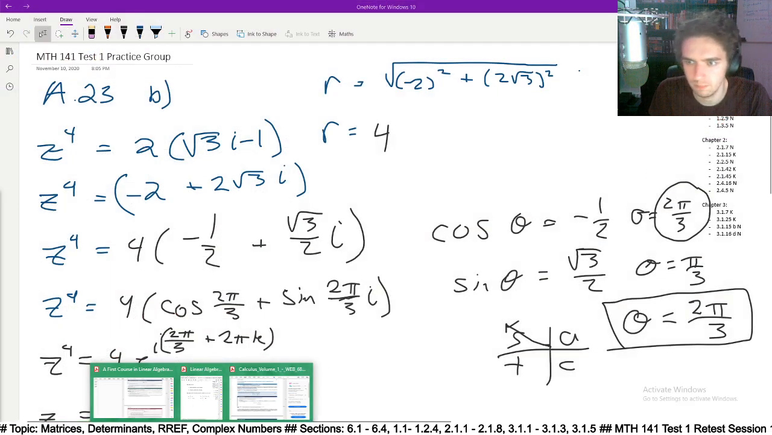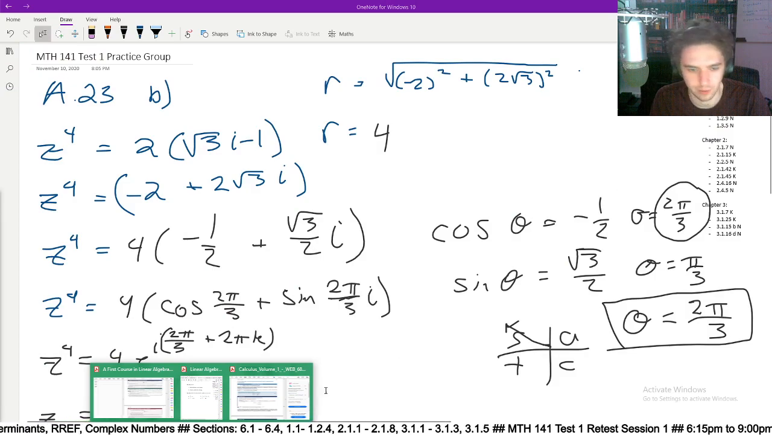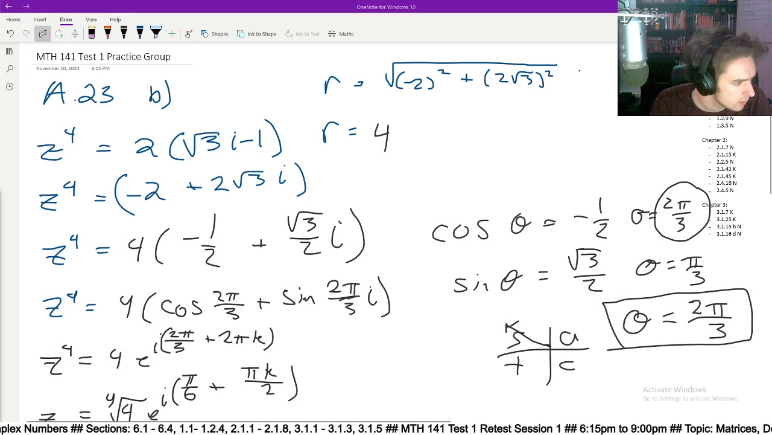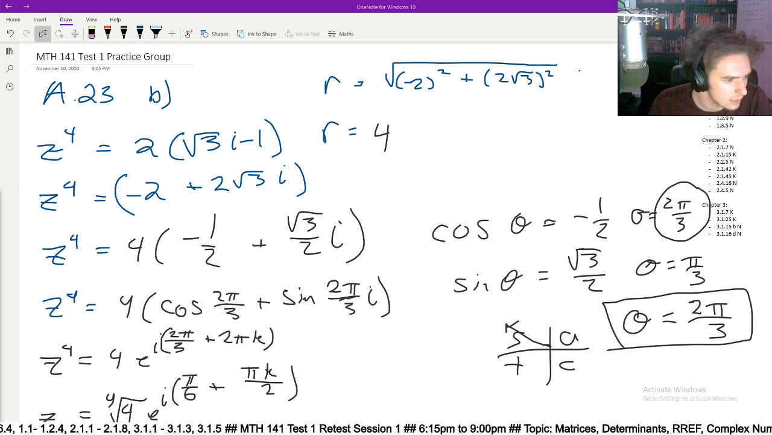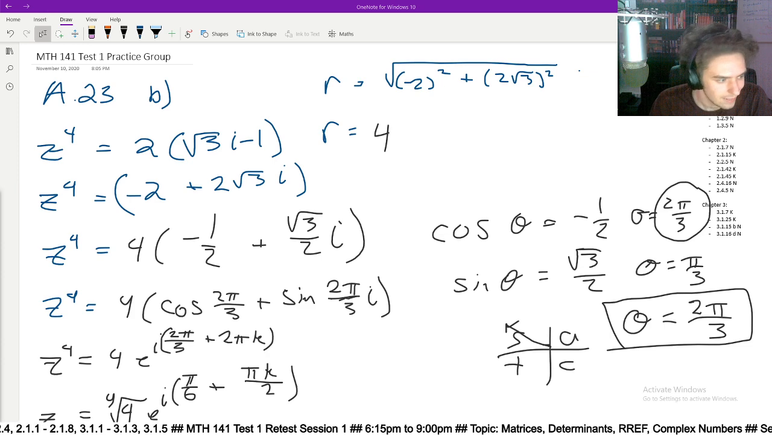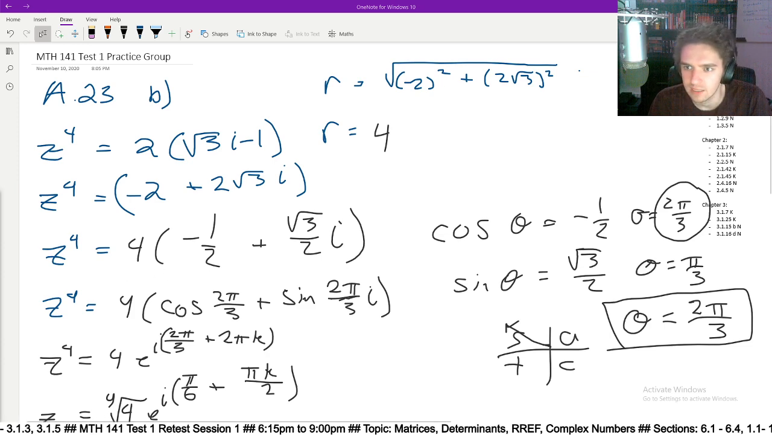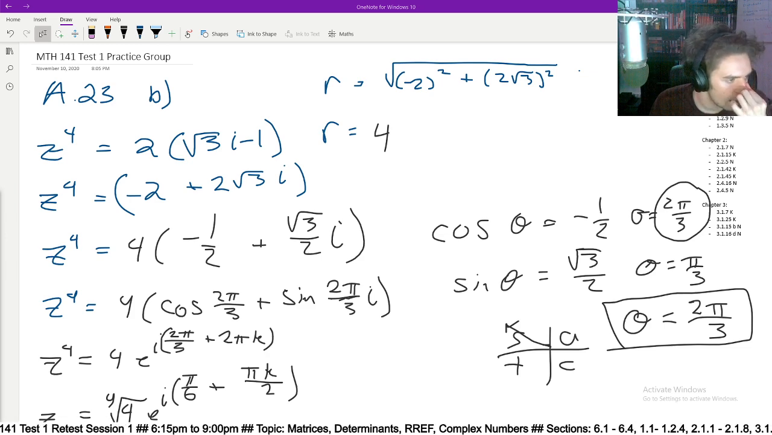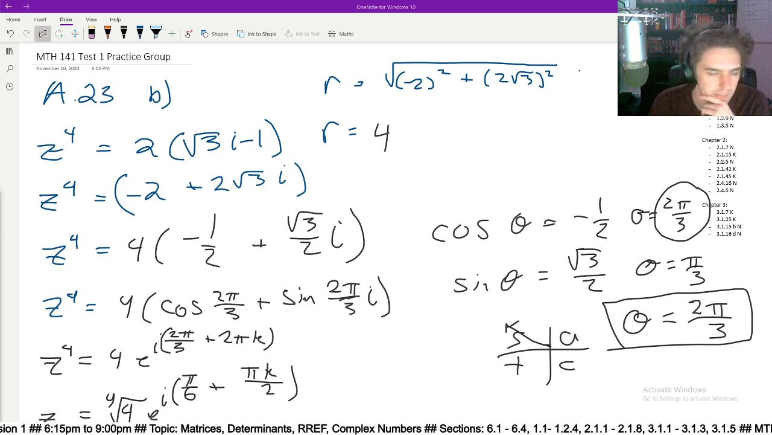So, I won't do D. I'm just going to look at what's 6.3.5 in Kuttler. 6.3.5 is kind of a tricky question. 6.3.8, just as tricky. A5BD, it's not very difficult, so actually probably not even worth it. A11.